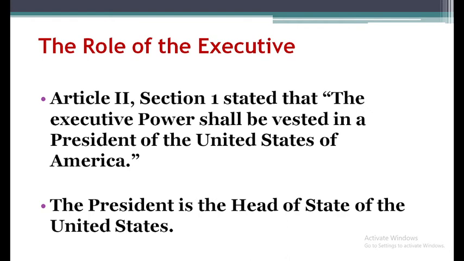The role of the executive. Article 2, Section 1 states that the executive power shall be vested in a President of the United States of America. In other words, the President represents the executive branch of the government. The President is the head of state of the United States. He is the executive head, the head of government, and the head of state. Not only that, he is also the commander-in-chief of the armed forces.